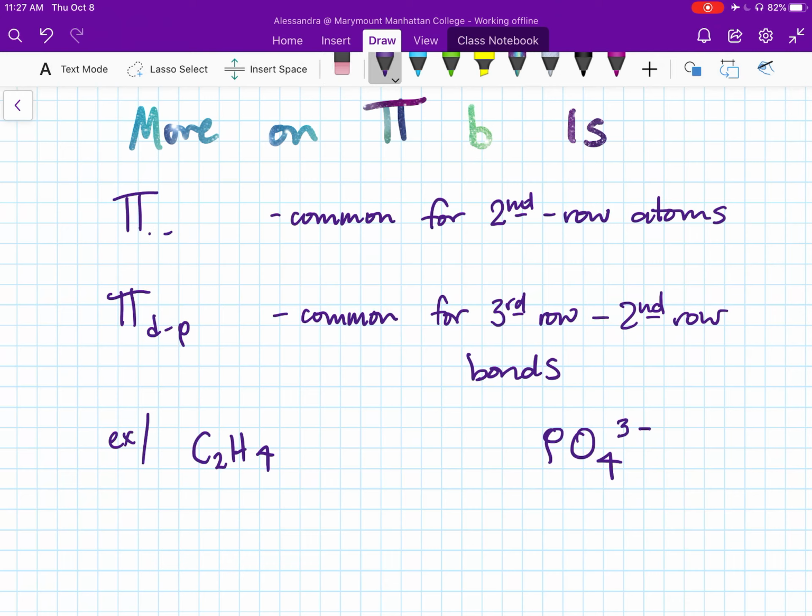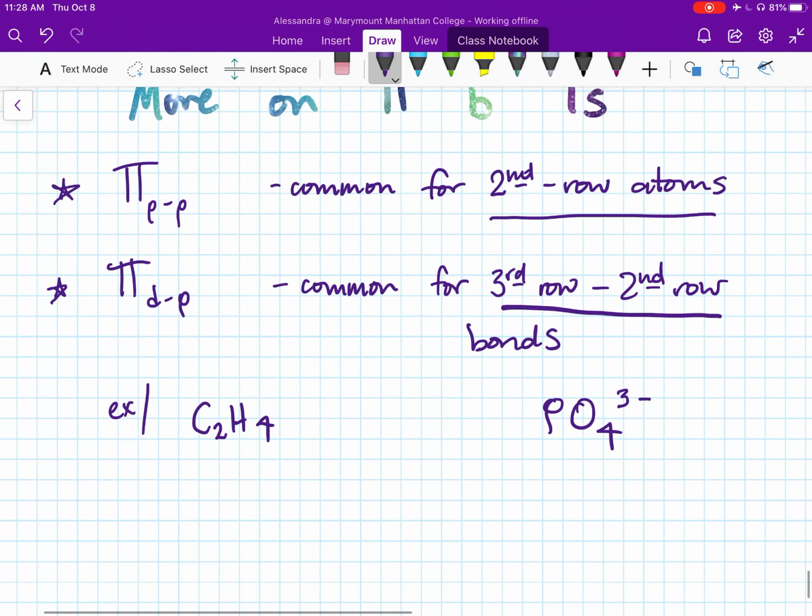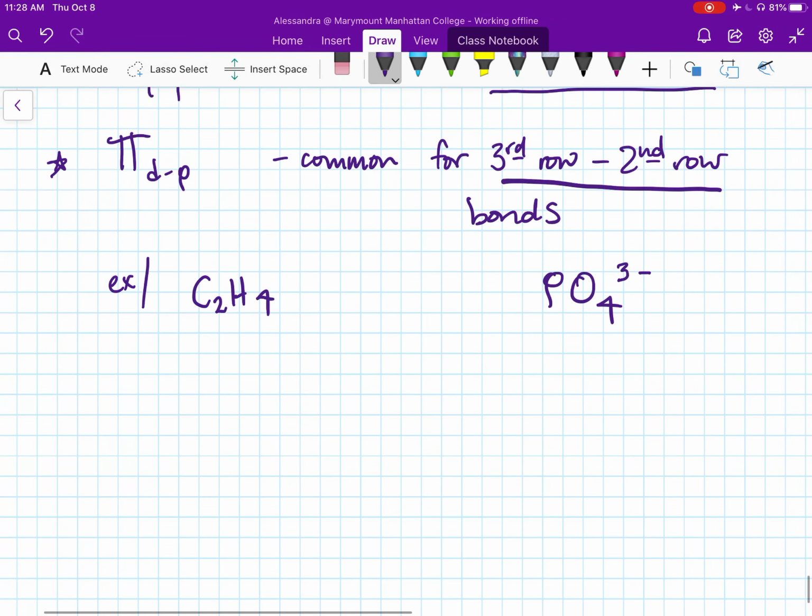One of those situations is when a p orbital overlaps with a p orbital above and below the bonding axis. This is common when you're forming a pi bond between two second row atoms. However, there's another situation that I want to differentiate, and that's when you have a p orbital overlapping with a d orbital above and below the bonding axis to make a pi bond. This occurs when you have a bond between a third row atom and a second row atom. I want to point out how this happens using a couple of examples.